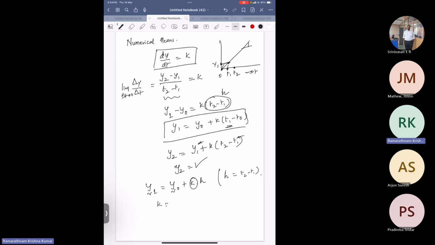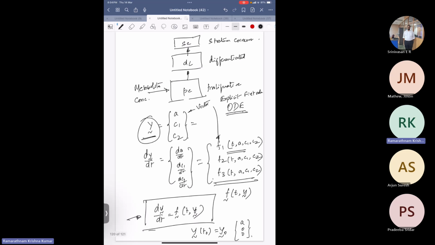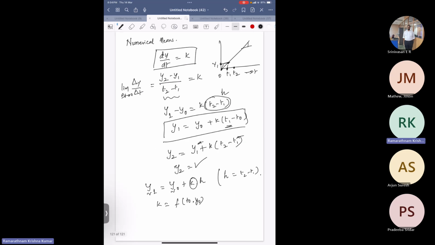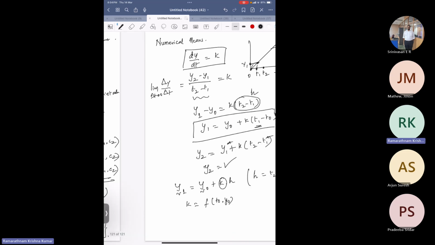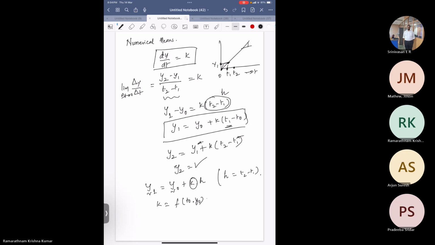If you want to make it more complex, it can be some function f of t, y, that's what we wrote. So f of t naught, y naught: this function is evaluated at t equal to 0 and the corresponding y naught. So y1 is equal to y naught plus f of t naught, y naught into h. Is that clear?